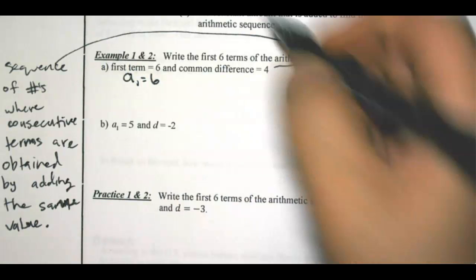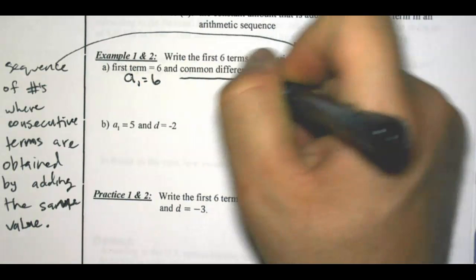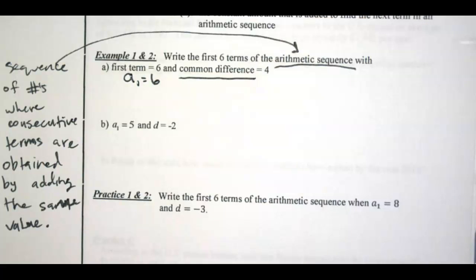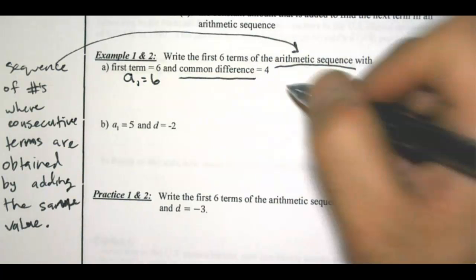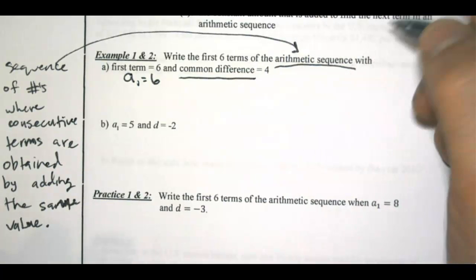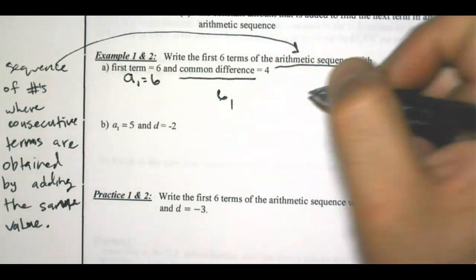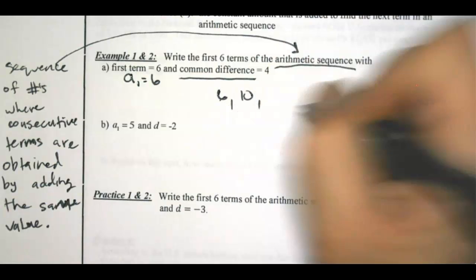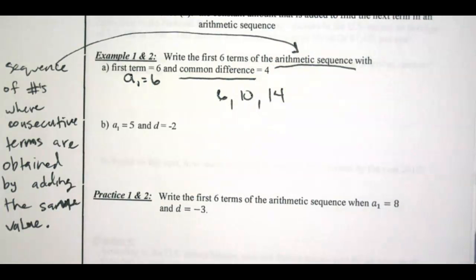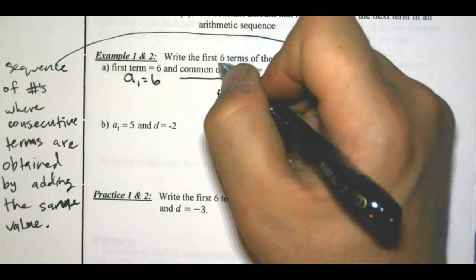Common difference means that's the amount you add, or subtract, I guess you could say. But anyhow, it's positive four, so we'll be adding. So let me do this now. First term is 6. If I add 4, 10, right? And then the objective here was to get the first 6 terms.